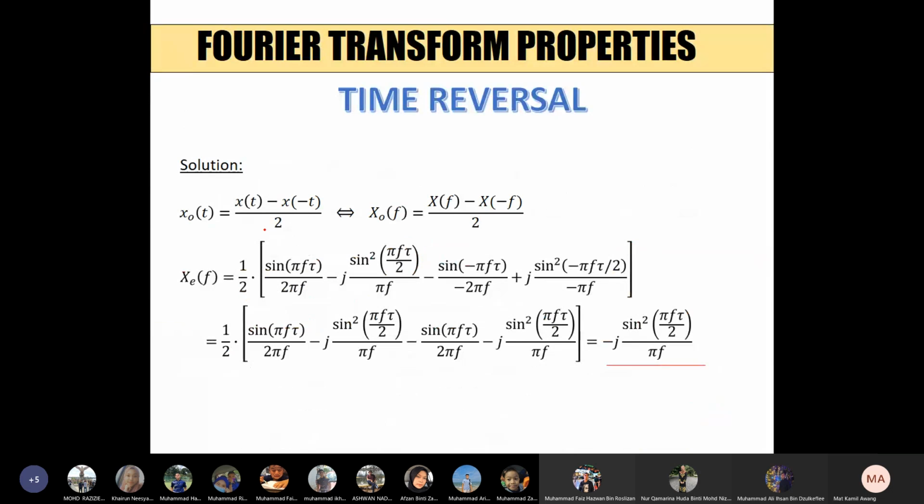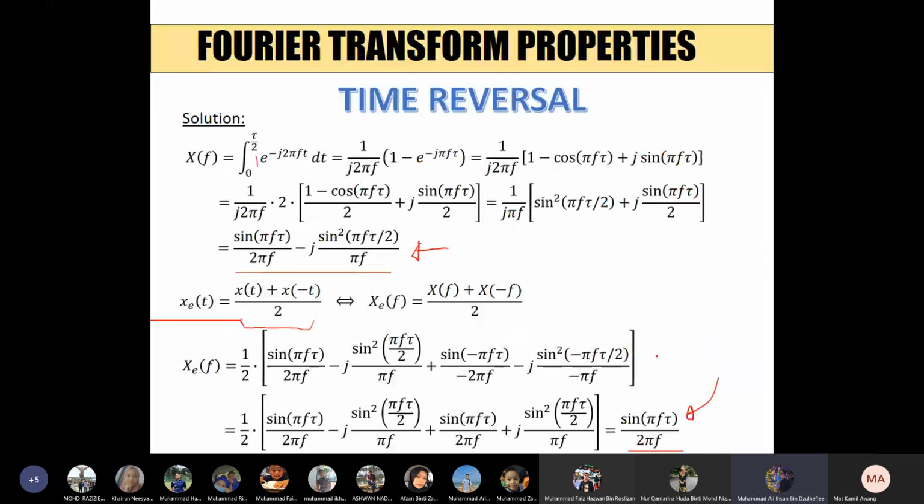Now if you do it for the odd part, x of t minus x of minus t over 2 is transformed into x odd of f, x of f minus x of minus f over 2. So you plug in that thing, and you get this part. So you see that this part equals that part.